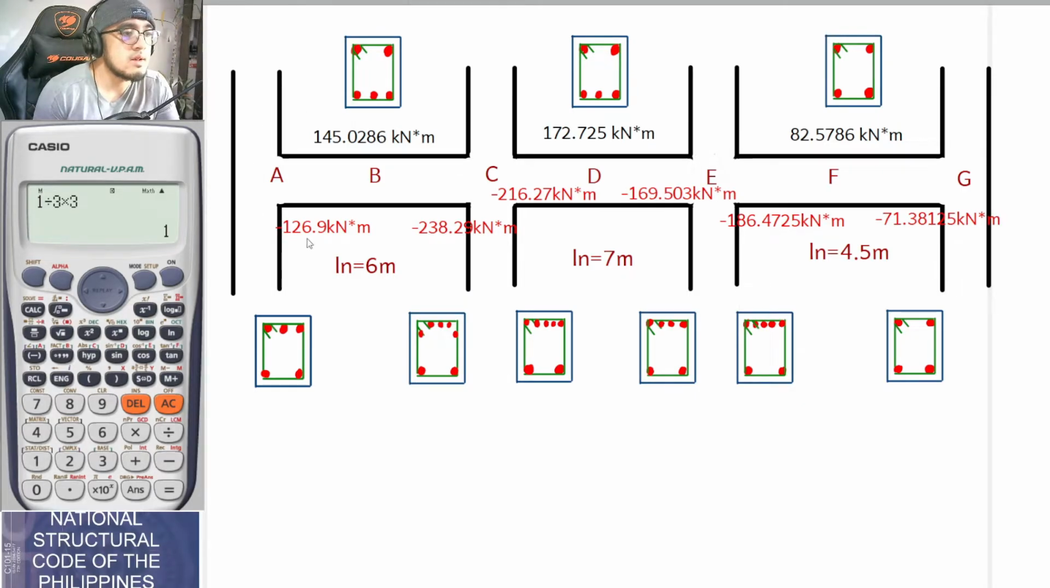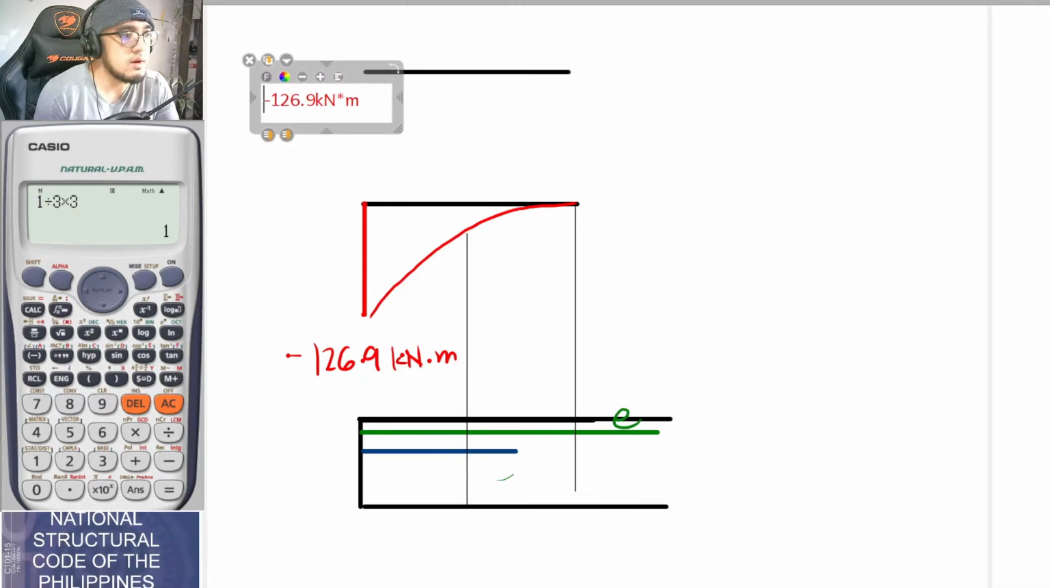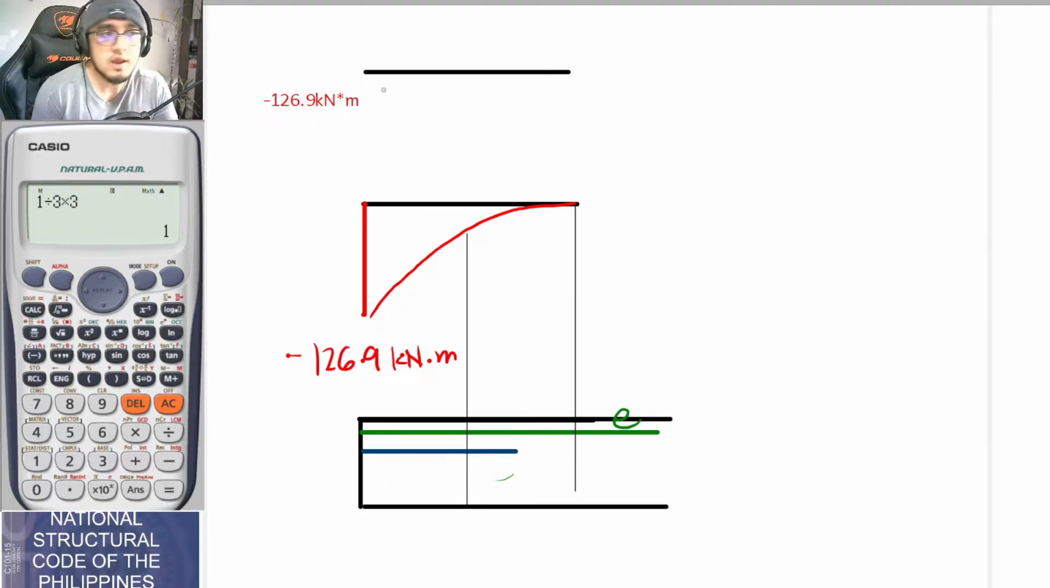So this is once again the moment. We have a moment here, and since this is a negative moment, let's say this is it. So this is a negative moment here, since we are analyzing from right to left. Before proceeding, you must review your strength of materials or mechanics of deformable bodies so that you can understand this section or this procedure.